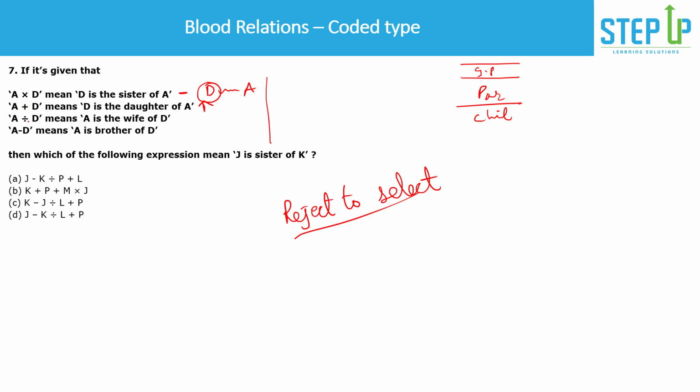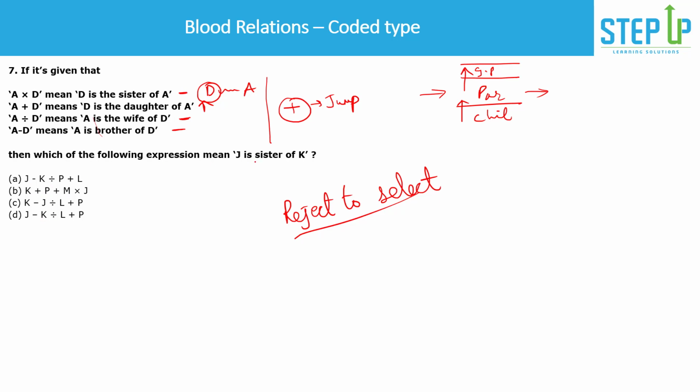next generation. Similarly, A divided by D means A is the wife of D, meaning in the same generation, and so on. A minus D means A is the brother of D, again same level, right? In the same generation. This goes to the next generation, and from this to this also the next generation, like that. So he says, which of the following expressions means J is the sister of K? Now from this, if you see, only the plus sign means there's a jump in generation. That means if between J and K there's a plus, they will already be jumping to another generation.